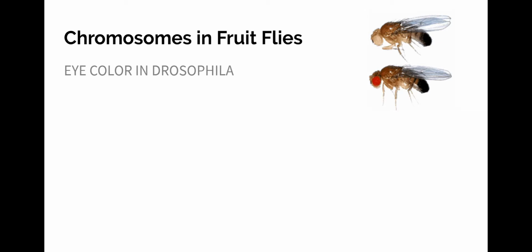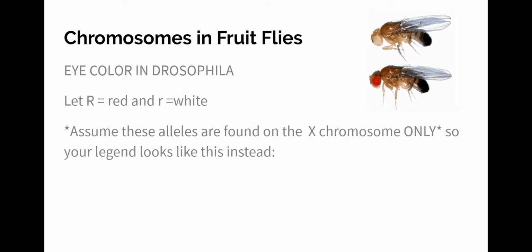For chromosomes in fruit flies, let's look specifically at their eye color. We know normally we would say let big R equal red and let little r equal white. But we are going to assume this time that the X chromosome plays a role in this. We do know that's true, but we're pretending that we didn't, and we're going to try it out and see what happens. Our new legend, because of this, has to look like this.